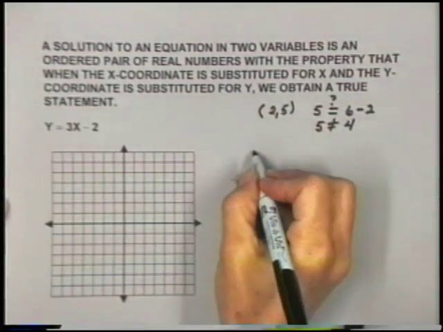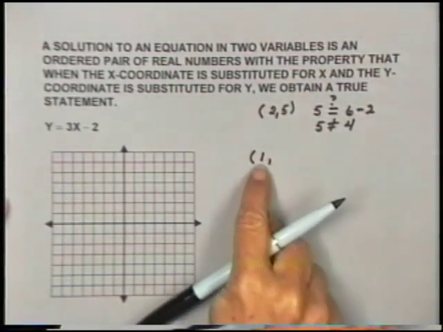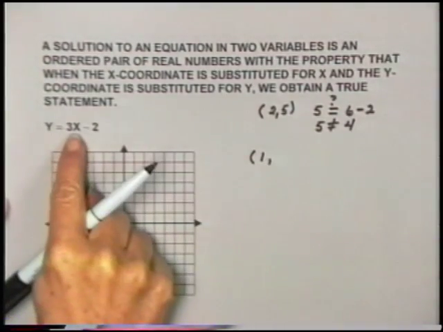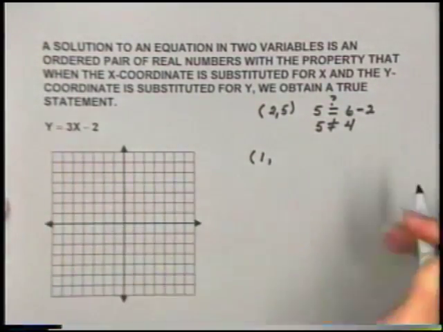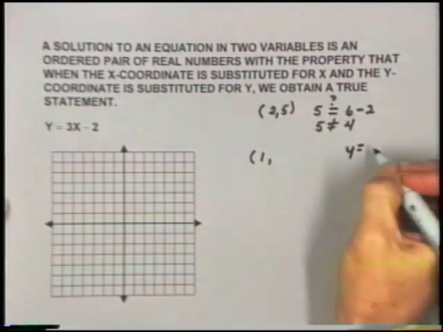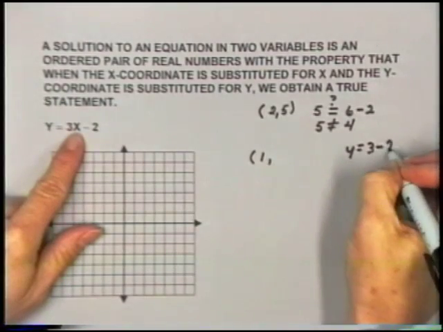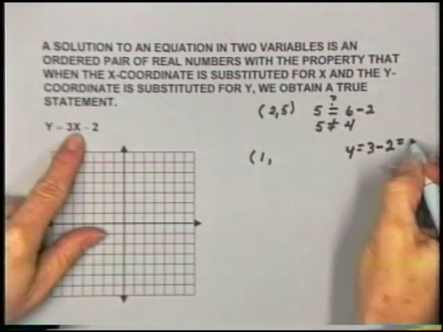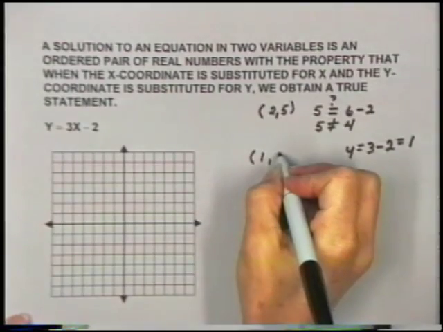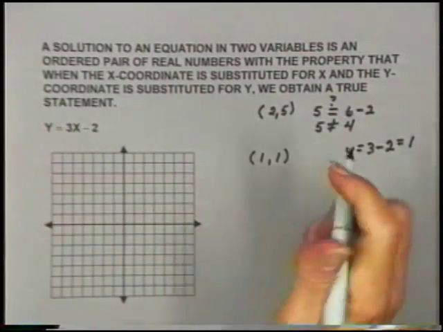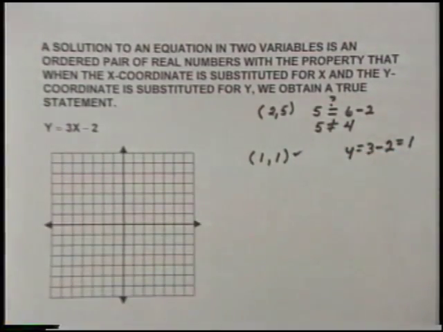For instance, let's decide that we're going to choose x equals 1. So our x-coordinate is going to be 1. If I substitute a 1 in for x, let's solve for y. If x is 1, 3 times 1 is a 3 here, minus 2. And of course 3 minus 2 gives me a 1. So whenever x is 1, it turns out that y is also 1. So this particular ordered pair is a solution to this equation.